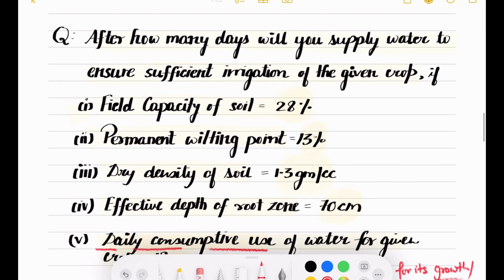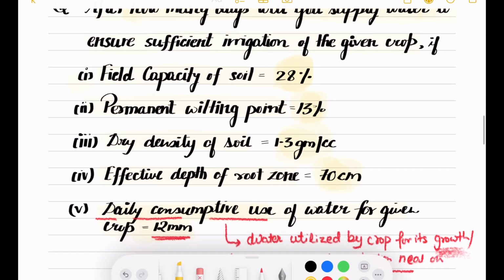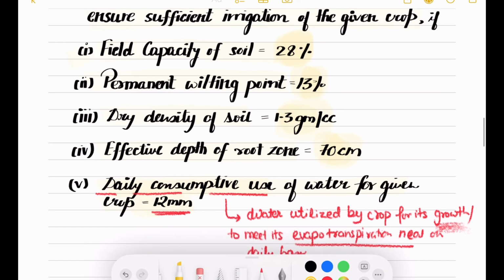Now the question says we have to find out the watering interval of the crop. After how many days will you supply water? We are given the field capacity of soil, that is the overall moisture content of soil, and the permanent wilting moisture content. We are given the dry density, the effective depth of the root zone, and the daily crop requirement of 12 mm of water.